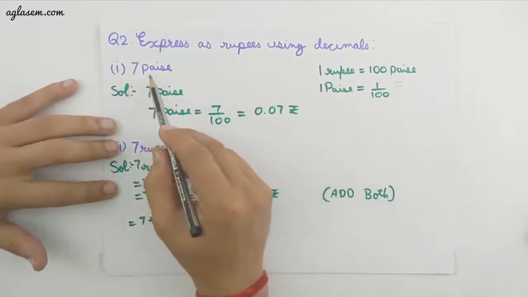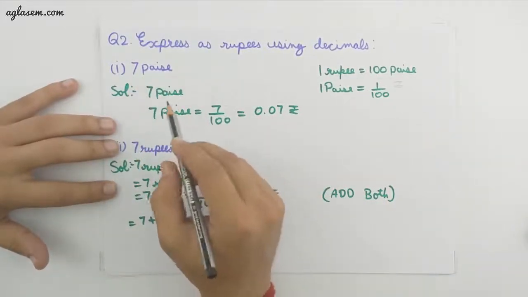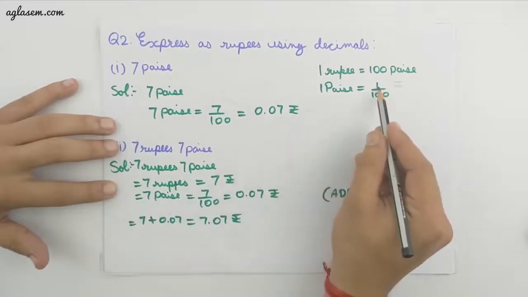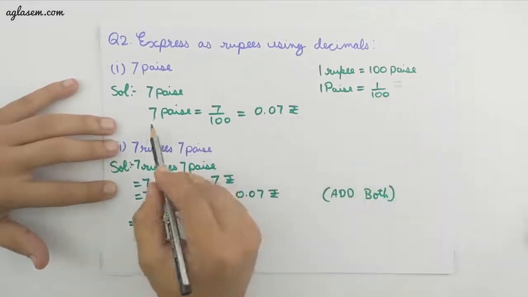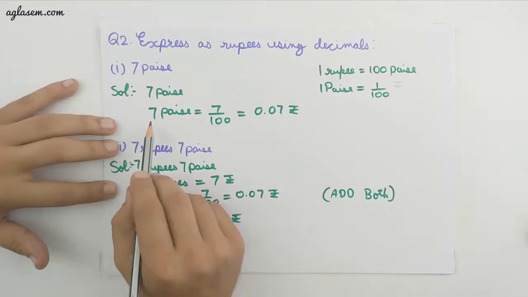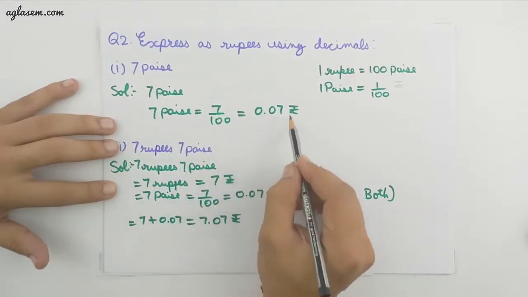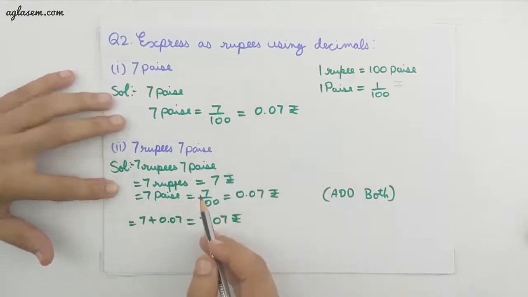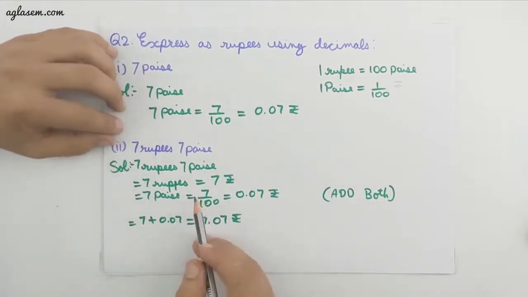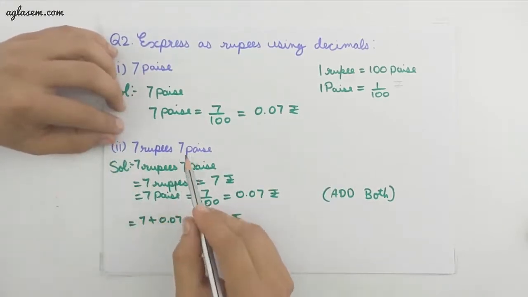So the first part is 7 paisa. 7 paisa equals, as I've said, 1 paisa is 1 upon 100, so 7 paisa will be 7 upon 100. That means 0.07 rupees.